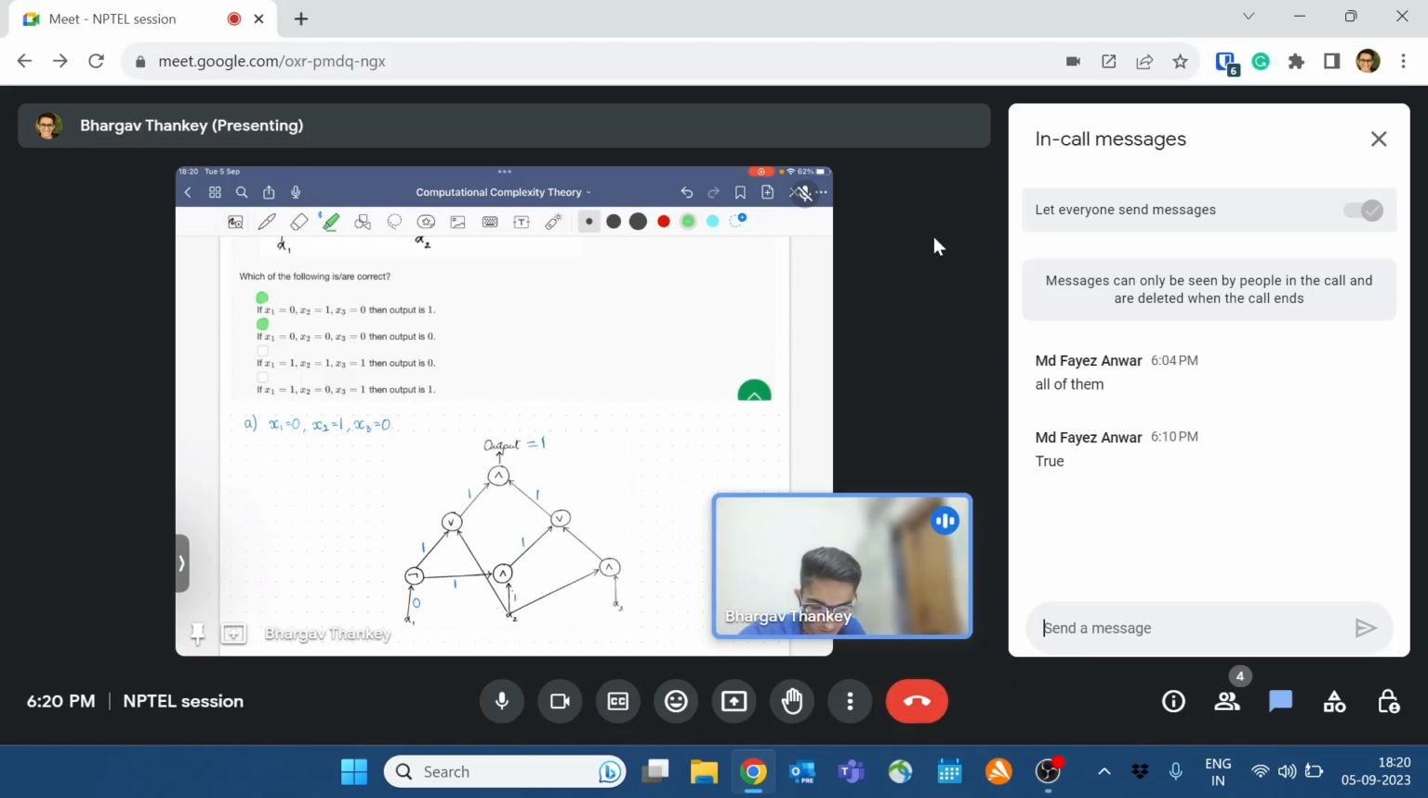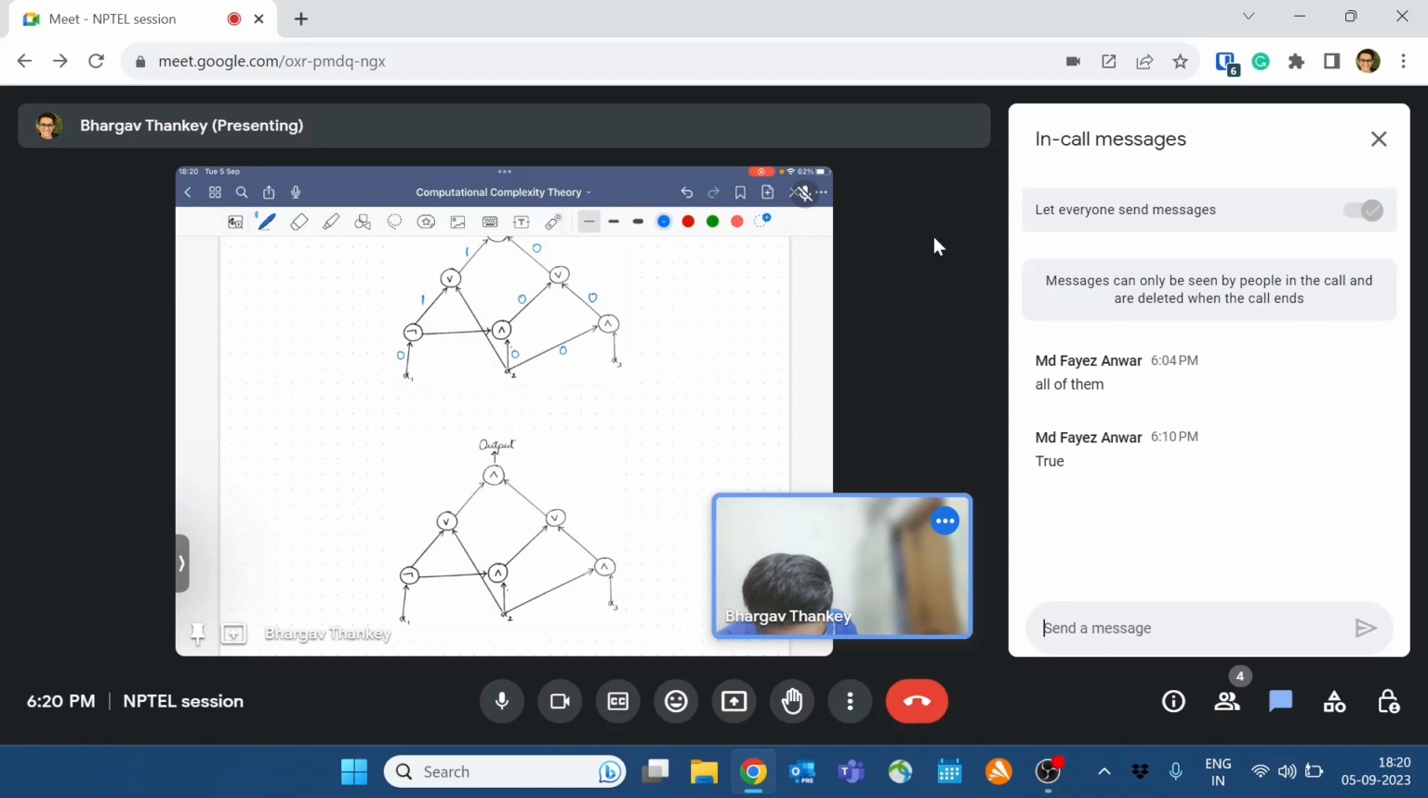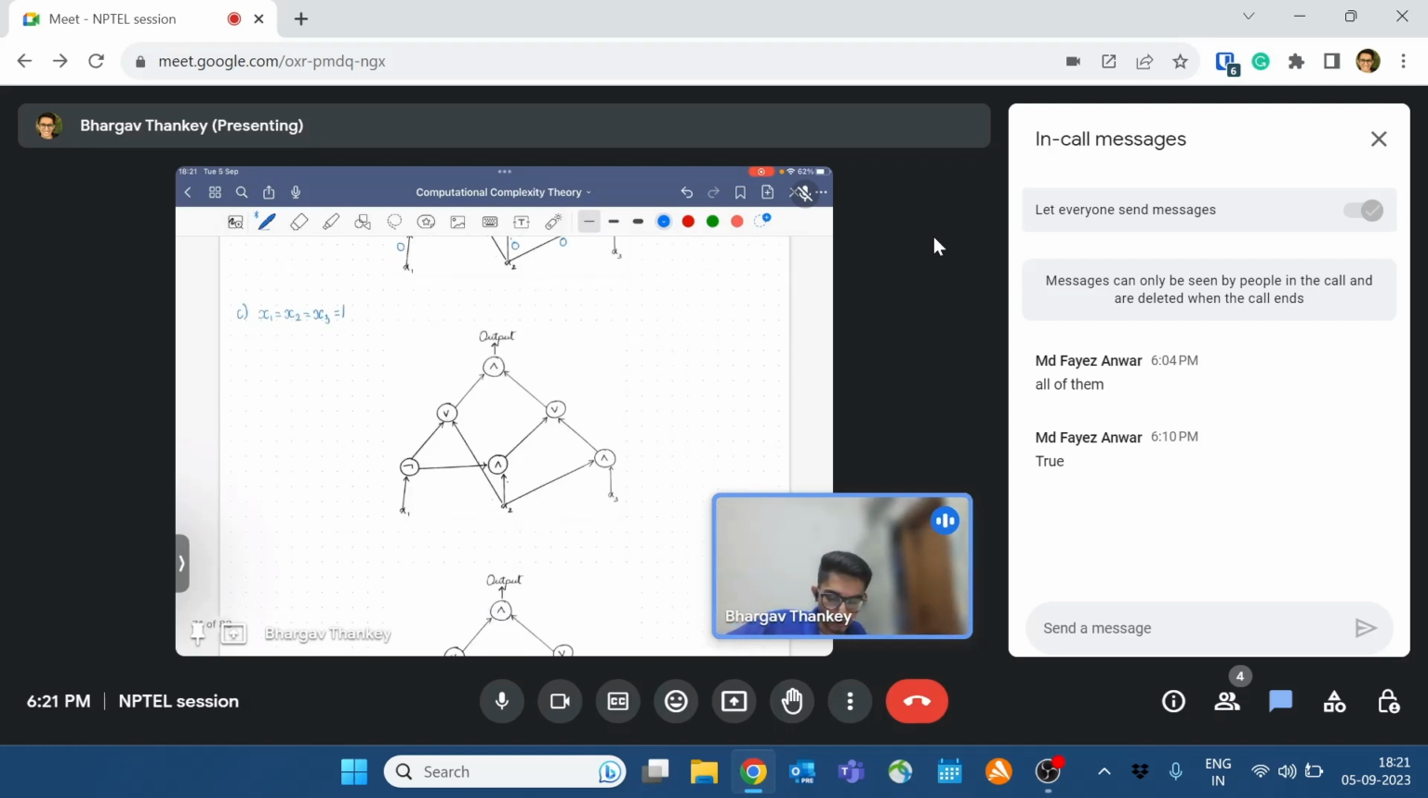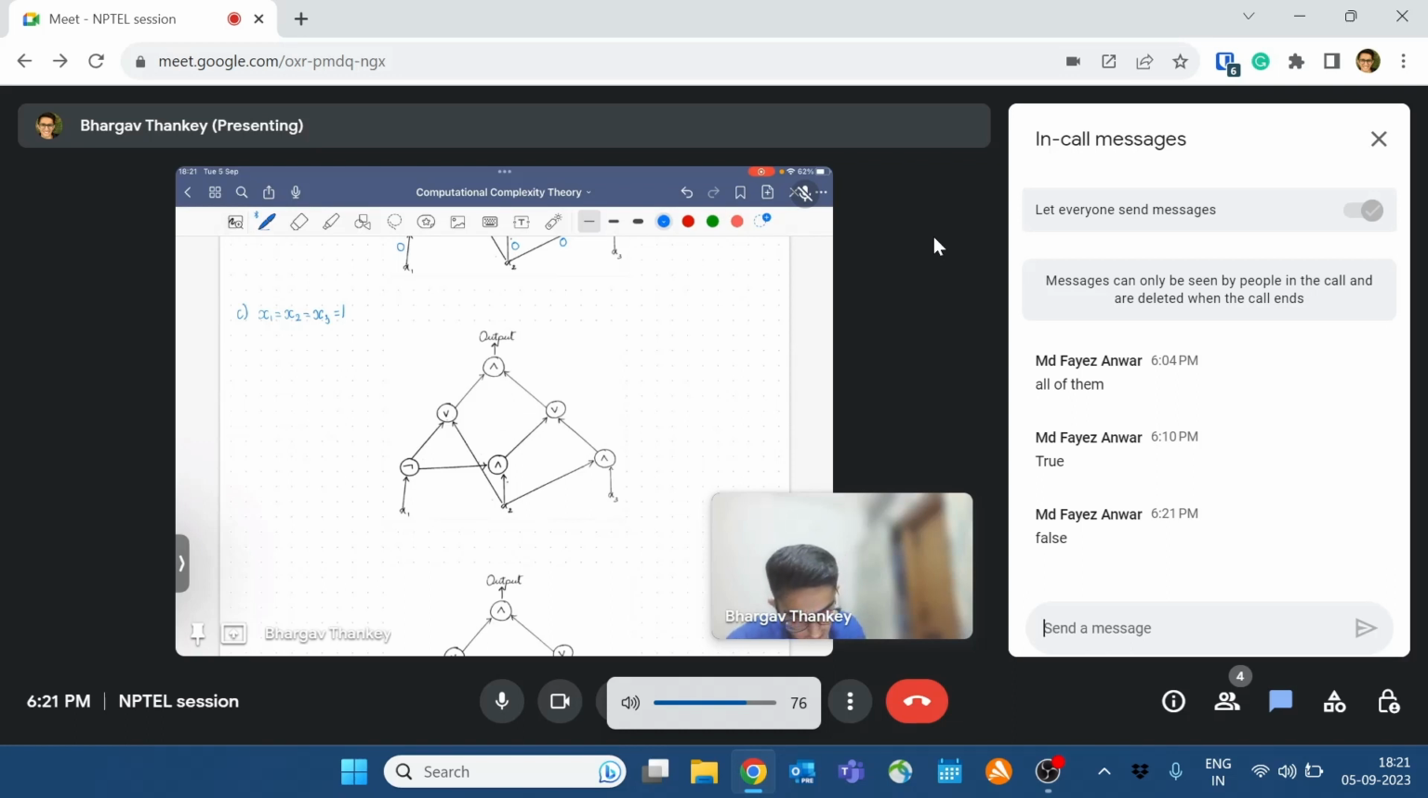Okay, what about C? All three are 1. Okay, so can one of you tell me what I should do over here? So x1 is 1 at the beginning. Because of negation, it becomes 0. And x2 is 1 at the beginning.